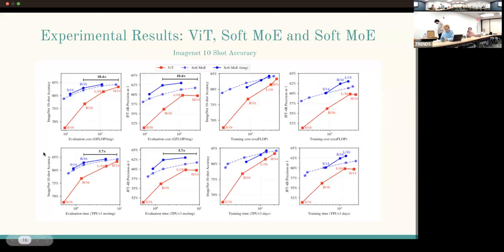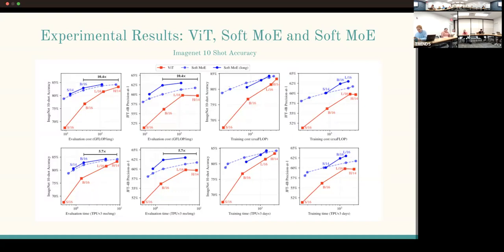This is an interesting one where they have ViTs, Soft MoEs, and Soft MoE Long. The lightly shaded blue line is Soft MoEs, and the deeper blue is Soft MoE Long. What they mean by long is that they do a learning rate cooldown. They train the Soft MoEs, and then they cool down the learning rate, that is, linearly scale down the learning rate to 0 for 500,000 more steps.